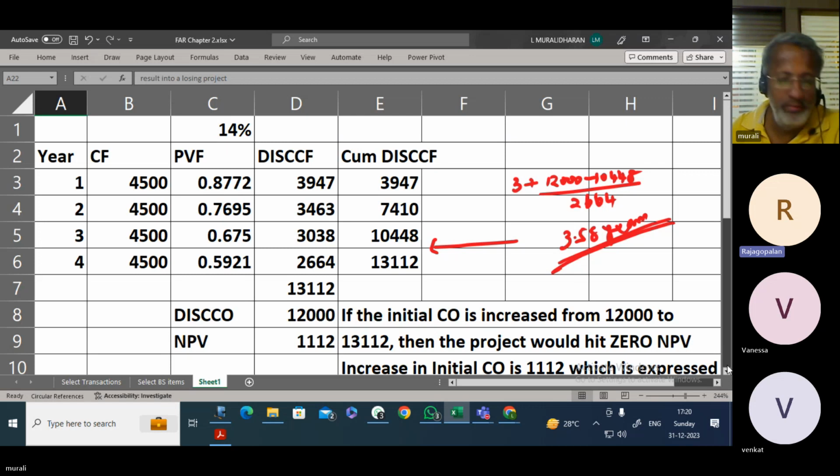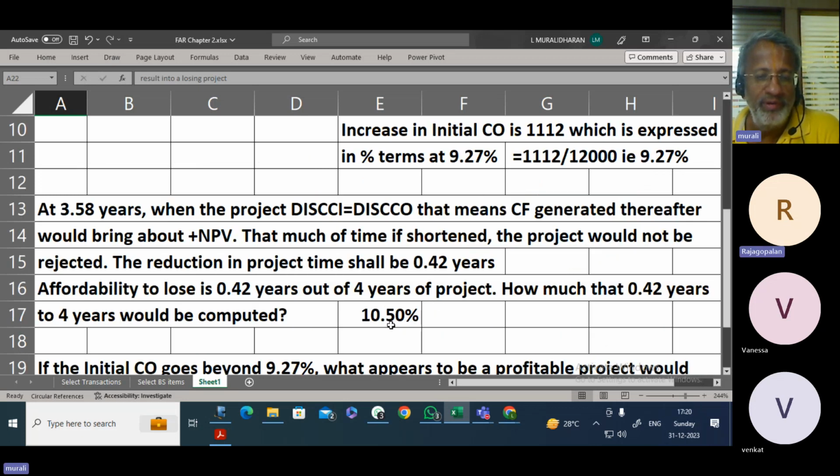Can you please explain those percentages, the range of percentages? I just missed that. 9.27 and 10 point. I will explain. Firstly, make note.